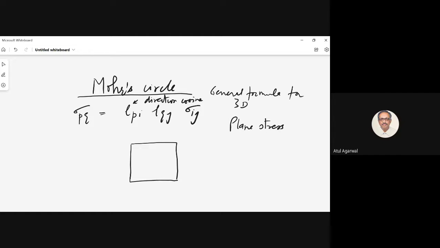So what is happening in plane stress? We define a coordinate system first. This is your sigma xx. This is your sigma yy. This stress is your sigma yx. This stress is your sigma xy. And this is your sigma yx.